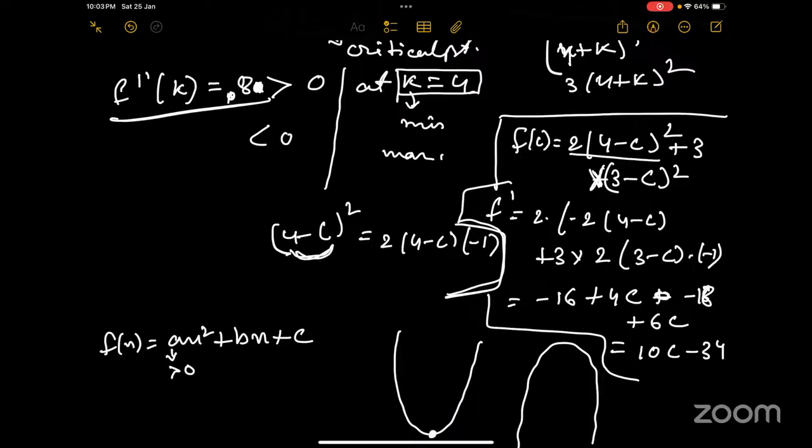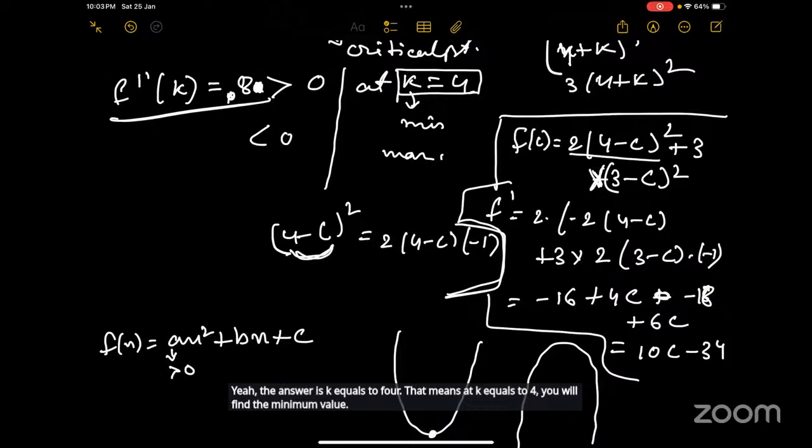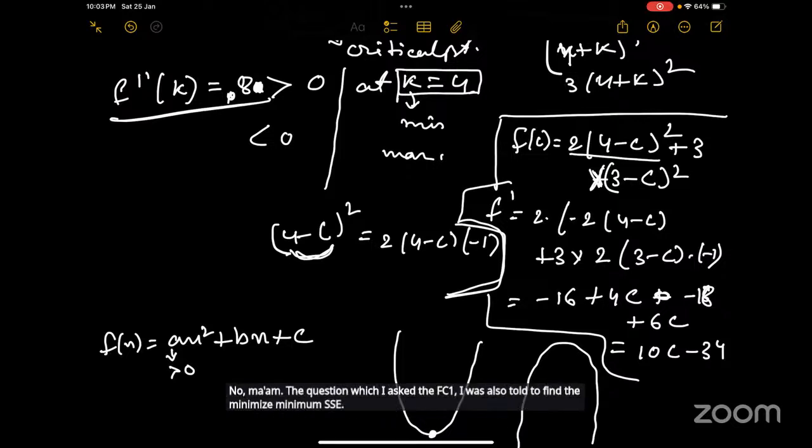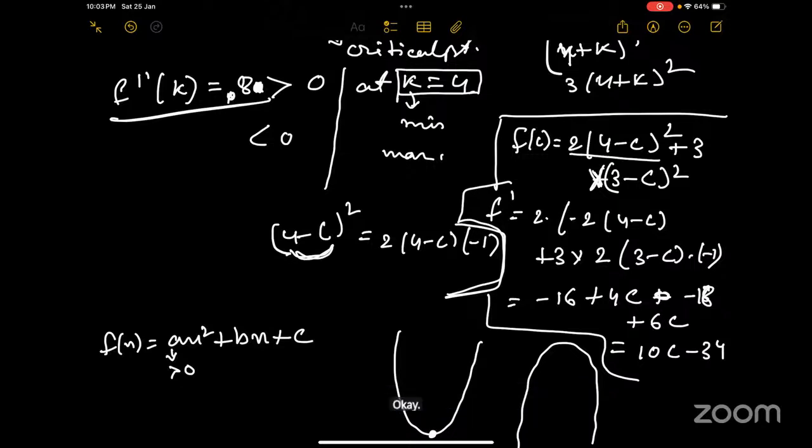That means at k equals 4, you will find the minimum value. No, ma'am, the question which I asked, the FC1, I was also told to find the minimum SSE. Okay.